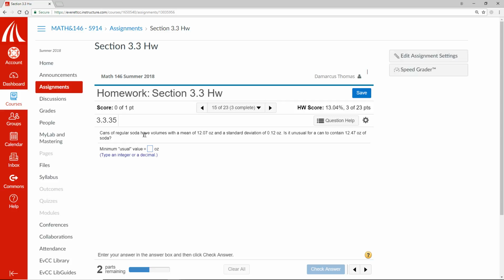Cans of regular soda have volumes with a mean of 12.07 ounces and a standard deviation of 0.12 ounce. Is it unusual for a can to contain 12.47 ounces of soda? Let's see if that amount will exceed the maximum or minimum unusual amount. So I guess what we'll do first is pull up the calculator.